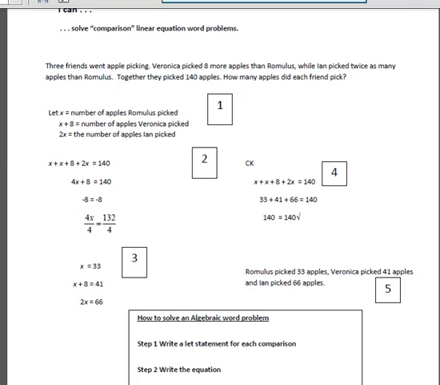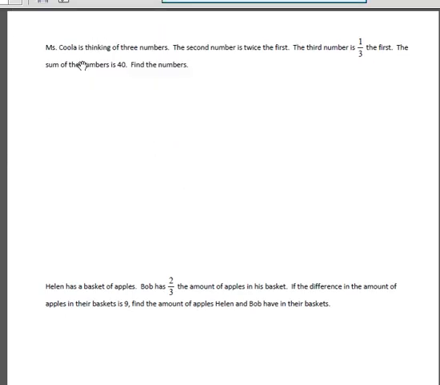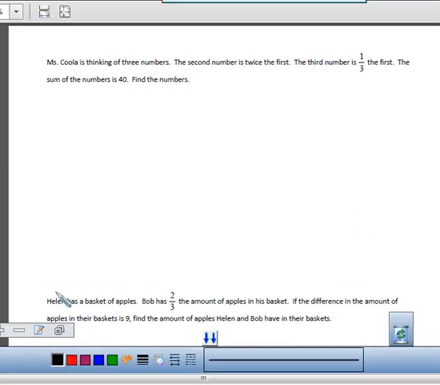So we have Miss Kula is thinking of 3 numbers. The second number is twice the first. The third number is 1/3 the first. The sum of the numbers is 40. Find the numbers. So I'm going to write BUCKS because that's my strategy. And yes, I want to see many of you use this.